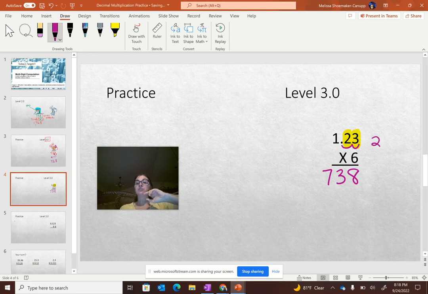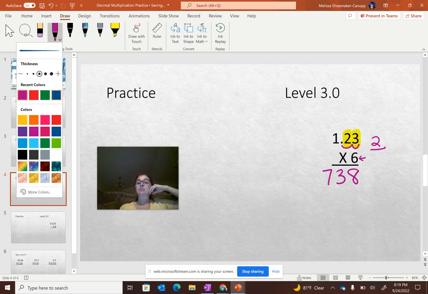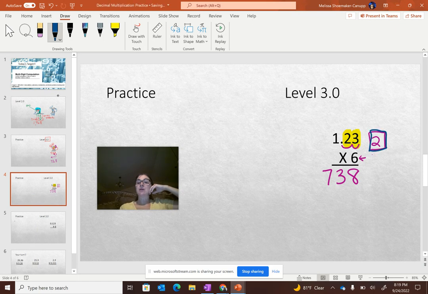1, 2. There's 2 numbers. Now, if there were more numbers behind the decimal here, I would just add to that. So let's think about it. We know there are 2 numbers behind the decimal. So I'm going to start at the back of my product or answer, and I'm going to move it once, twice to the left. So our answer this time is 7 38/100.